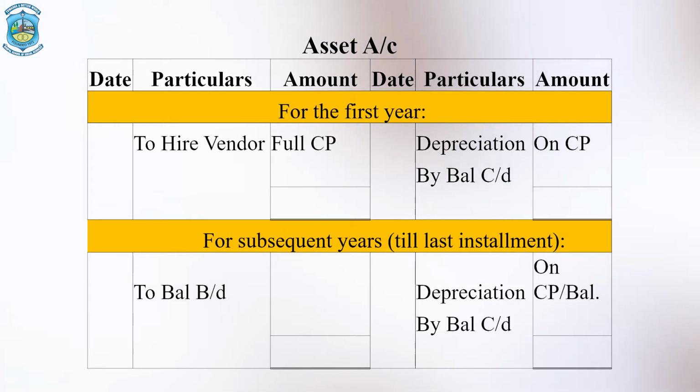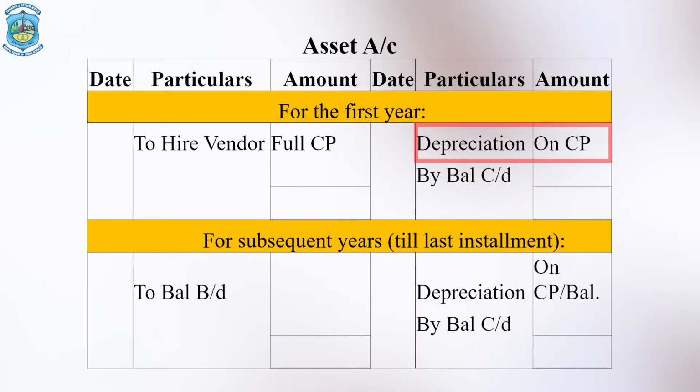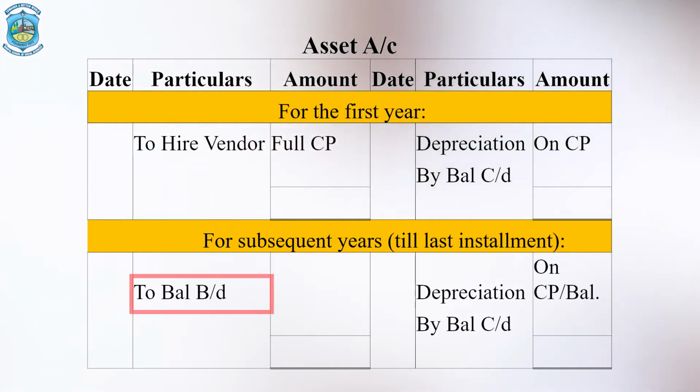So there will be just one entry of hire vendor in the very beginning of the year, or at the date of purchase or the agreement. Then every year you simply need to charge depreciation as you did in the previous method as well, by writing in the credit side as by depreciation. You will find the balance in the account. The balance will be carried down in the credit side and will be brought down to the debit side as the opening balance for the next year, and the same process would continue in the subsequent years. As I told you, that asset account is very easy to understand under credit purchase method.